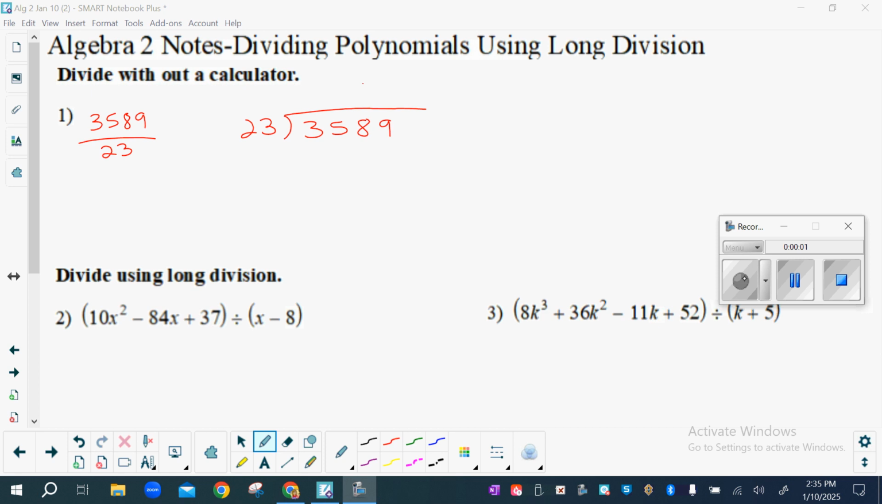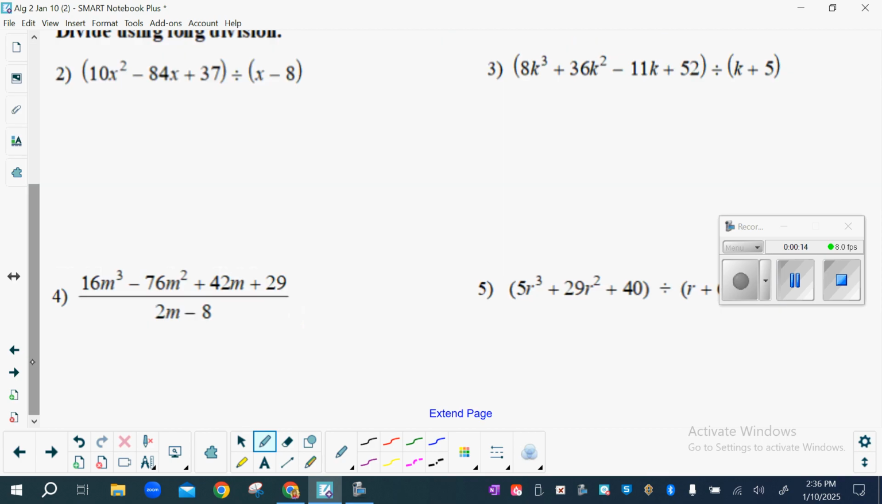By taking 23 into 3. Does 23 go into 3? No. So then we go 23 into 35. 1. So we put a 1 up here. And then what do we do here? Oh. Yes, we subtract.